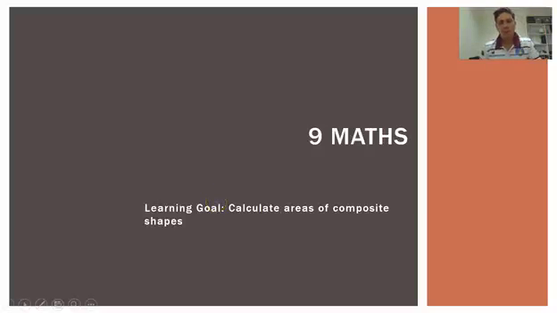Okay, so our learning goal in this series of videos is to calculate the area of composite shapes. But before we do that, I just want to really quickly revisit calculating the area of some basic shapes to make sure we've got that foundation knowledge.